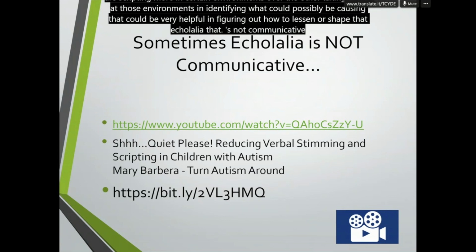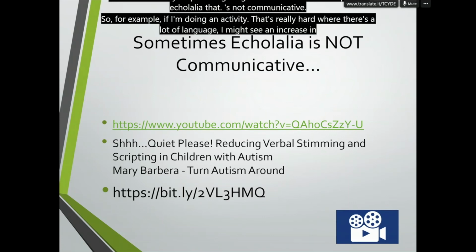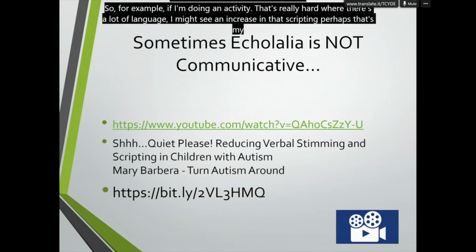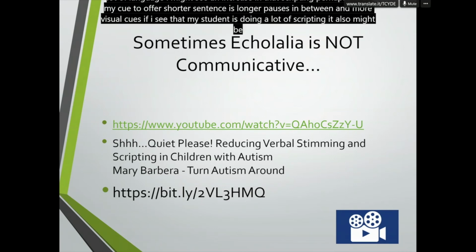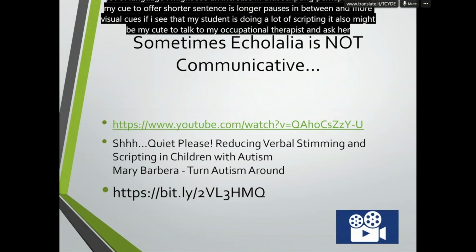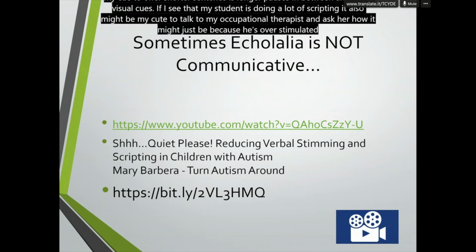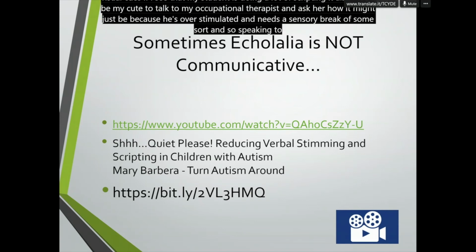So for example, if I'm doing an activity that's really hard, or there's a lot of language, I might see an increase in that scripting. Perhaps that's my cue to offer shorter sentences, longer pauses in between, and more visual cues. If I see that my student is doing a lot of scripting, it also might be my cue to talk to my occupational therapist and ask her, it might just be because he's overstimulated and needs a sensory break of some sort. And so speaking to our occupational therapist to look at it for that reason as well.